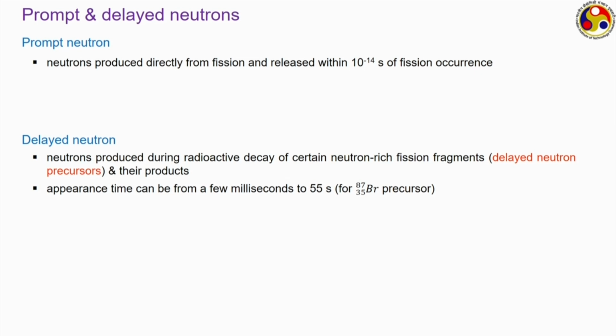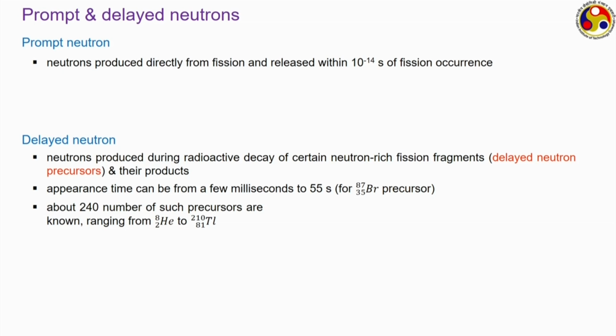Appearance time for this delayed neutron depends upon the decay rate of these delayed neutron precursors, and it can range from a few milliseconds to something of the order of 50 seconds as well. Presently, the longest living delayed neutron precursor is bromine 87, which has a half life, or mean life, of about 55 seconds. And presently, both from nature and also through laboratory controlled experiments, we have identified about 240 such precursors. It has a very wide range.